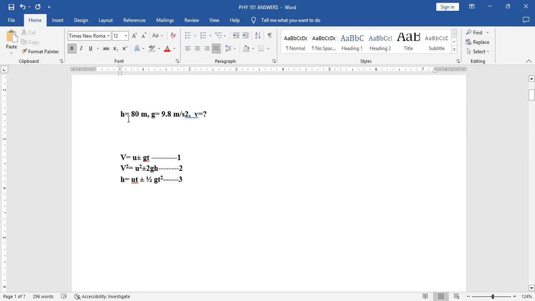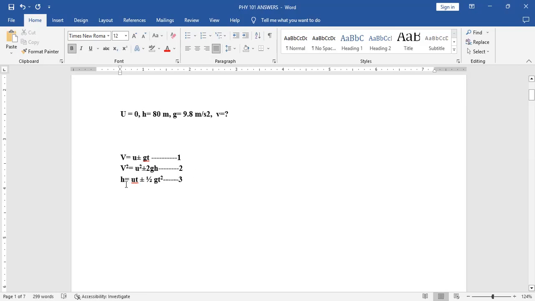Look at the second equation. That one has velocity and we have v here. Initial velocity of the motion is 0 because the object is about to fall to the ground. So initial velocity would be 0. Let me include that u equals 0. So we have g and we also have the height. So equation 2 is complete.